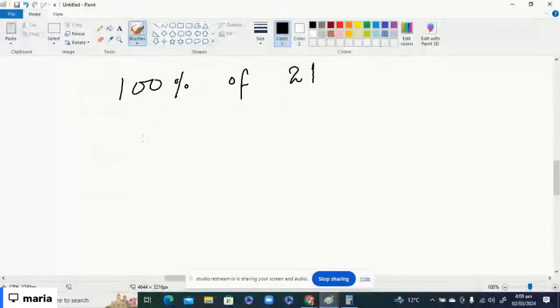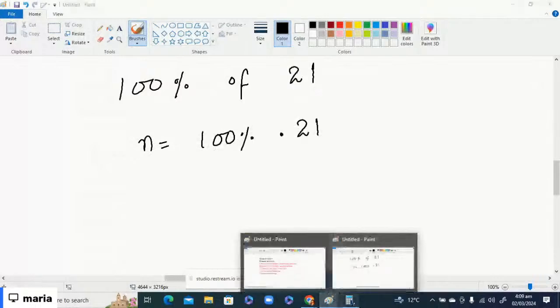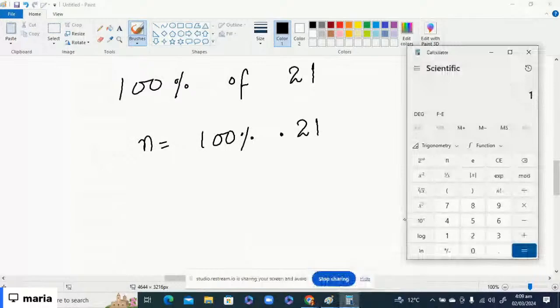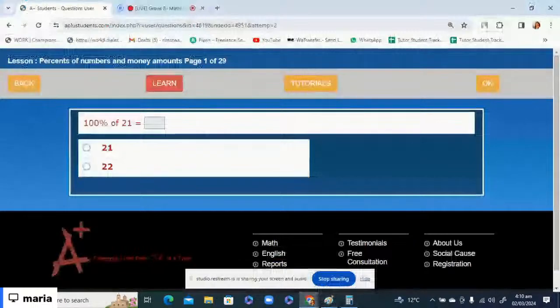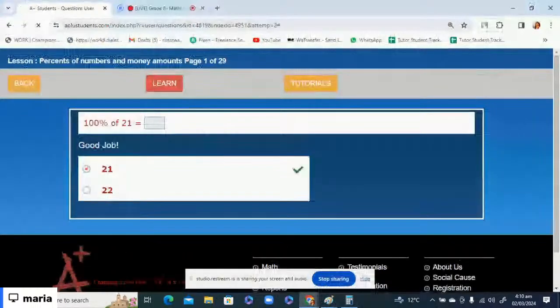That is n, which is equal to 100% times 21. So what does it mean? 100 divided over 100, which is 1. So n is equal to 1 times 21. So what is the answer? That is 21. So here we are going to click 21. Yes, this is the right answer.